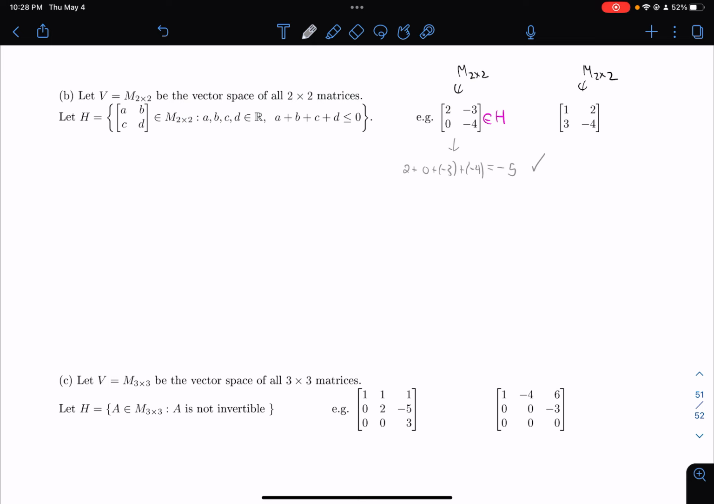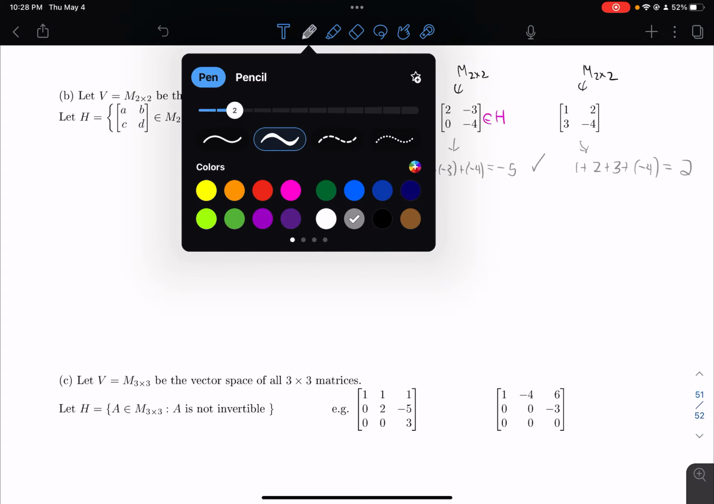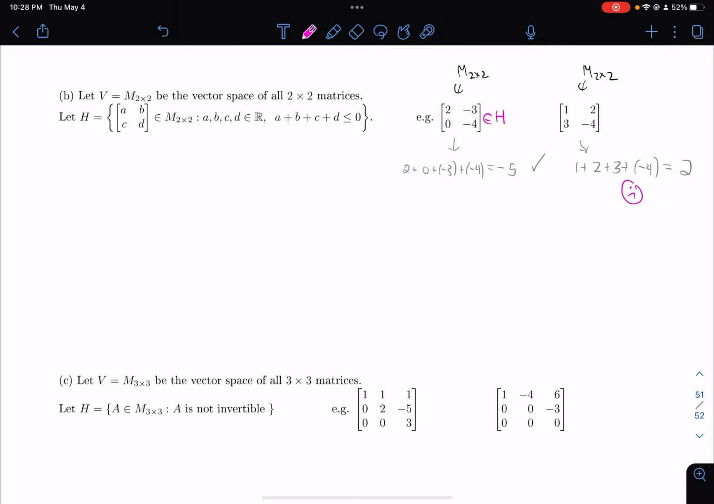What about the next one? If I add these entries, I get 1 plus 2 plus 3 plus negative 4. That ends up being 2, and that is not less than or equal to 0. So I'm going to put a sad face. As a result, this one is not in H. All the entries have to add up to something less than or equal to 0 to be in H.